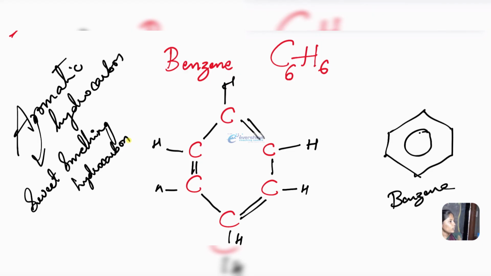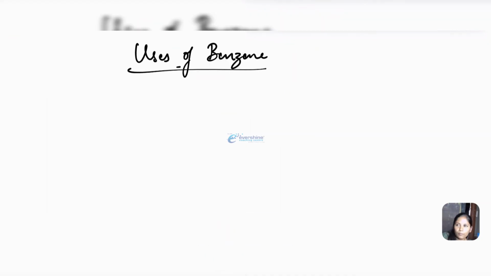Benzene has the formula C6H6, with carbons in a cyclic manner with alternate single and double bonds. Benzenes are used in the manufacture of perfumes. It is used in the manufacture of dyes. It is also used in the manufacture of medicines, etc.